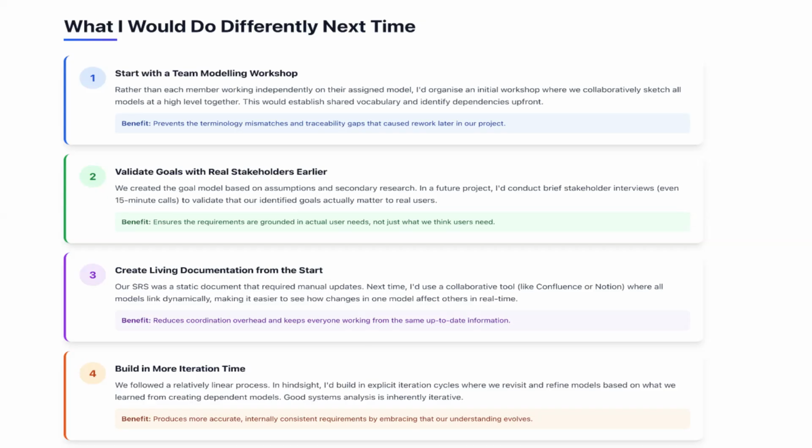The project was invaluable. These challenges mirror what professional analysts face.